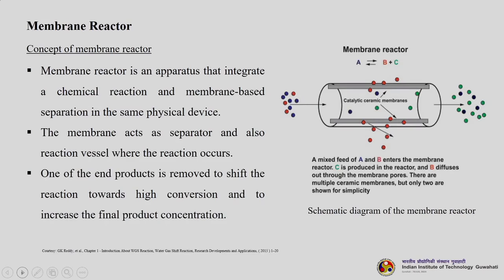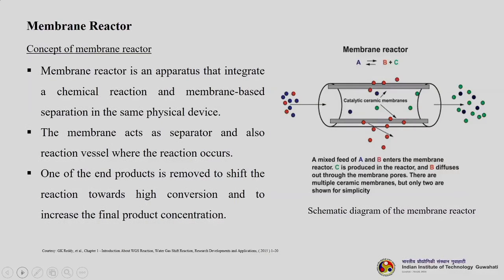Now let us discuss a little about membrane reactors, then we will of course talk about membrane bioreactors also. The concept of a membrane reactor is that it is an apparatus that integrates a chemical reaction and a membrane-based separation. Basically, in a single unit the chemical reaction is happening and, within the presence of the membrane, the separation is happening. You see how it happens in the schematic diagram. The membrane acts as the separator and also as the reaction vessel where the reaction occurs. One of the end products is removed to shift the reaction towards high conversion and, of course, to increase the final product concentration. So, let us say A is giving B plus C.